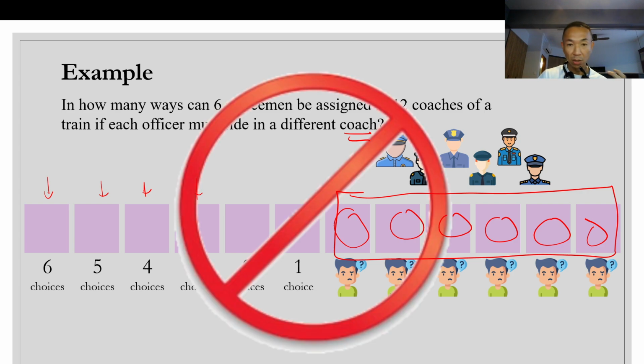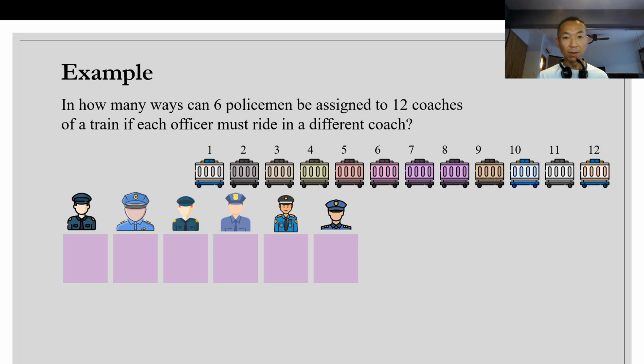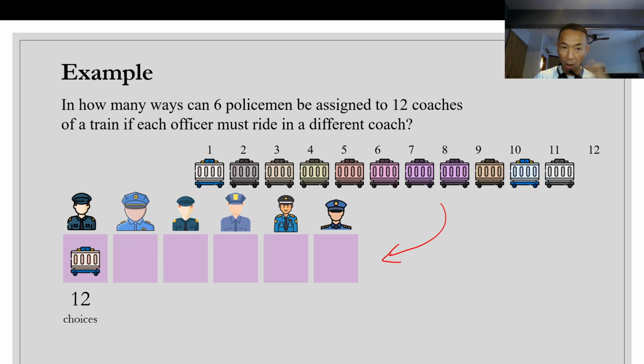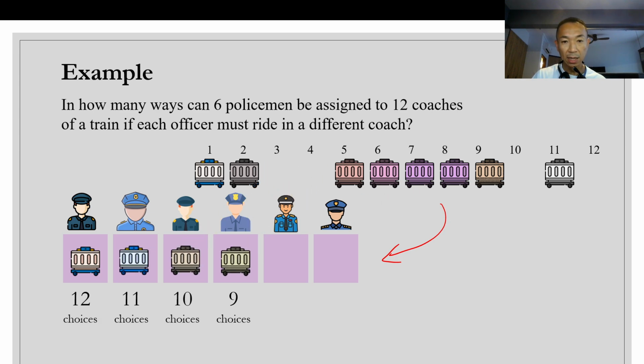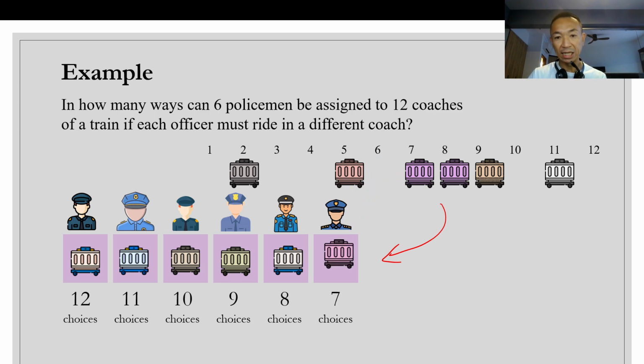So what should then be the right way to do it is this. You flip it around and consider the 6 policemen, and then you think about the 12 coaches, they have to go in here. The first one must be 12 choices, 12 different coaches, sure, no problem. Then 11, 10, 9, 8, 7, which is essentially what? 12P6. Correct? 12 permute 6.